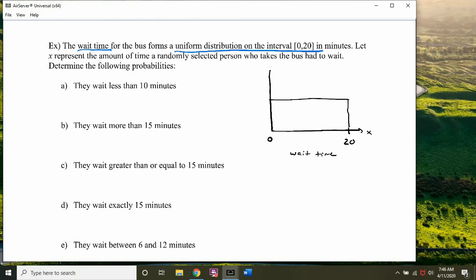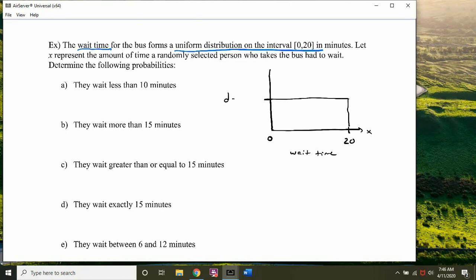So my graph is just going to be a horizontal line over that interval, and I cut it off at 20. All right, and what we need to do is figure out what the density is. So again, the density, or that y value, is just 1 divided by B minus A. Well, here A is 0 and B is 20. So 1 over 20 minus 0, 1 over 20 it is. You can leave it like that, or you can use 0.05. However you want to use that number is up to you.